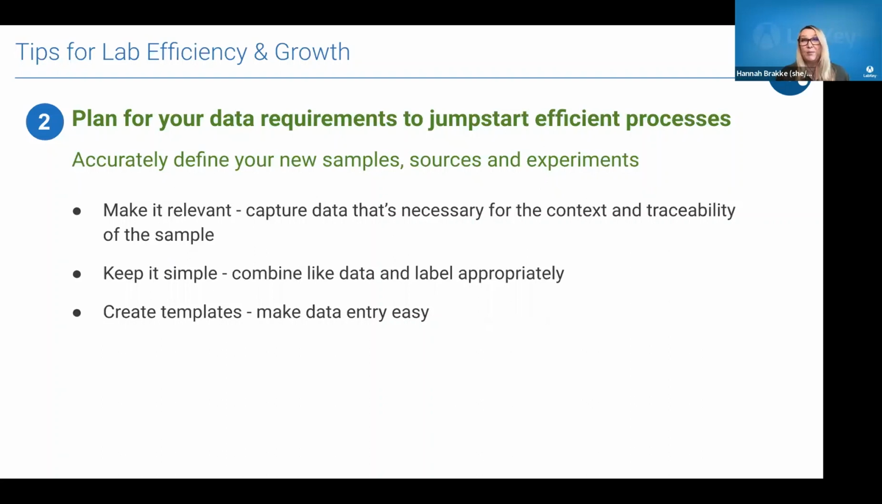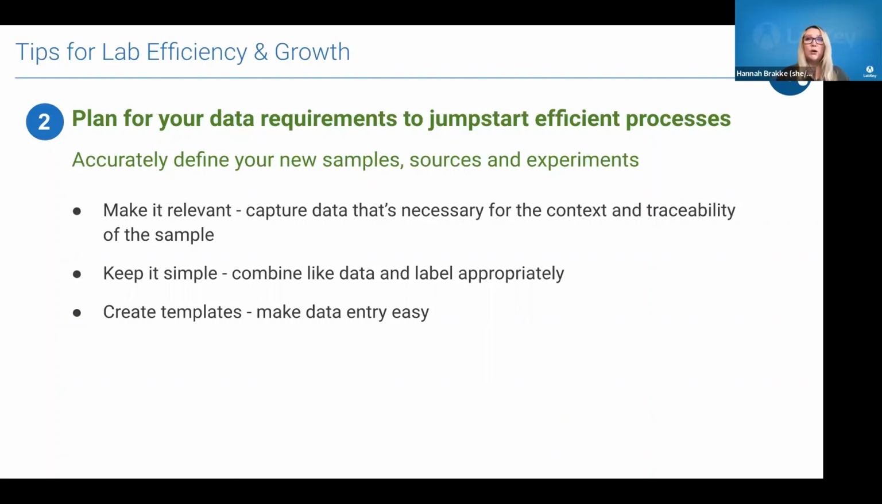Keep it as simple as you can. So if you're able to combine similar data and labeling that appropriately, that's going to maximize efficiency in the lab. If you've got 50 different fields that only get filled out sometimes for people, it's going to take folks a lot longer to enter that data in than it would be if it's a couple of required fields every time.